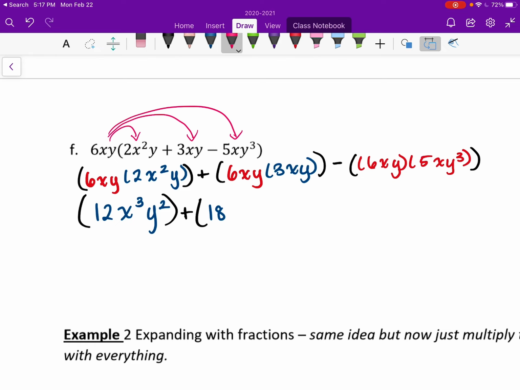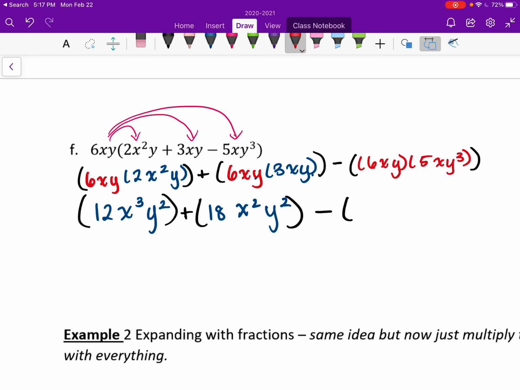XY. So x times x is going to be x squared. Y times y is going to be y squared. Right? And then you're left with minus 6 times 5, which is going to give me 30. Right? 6 times 5 is 30.